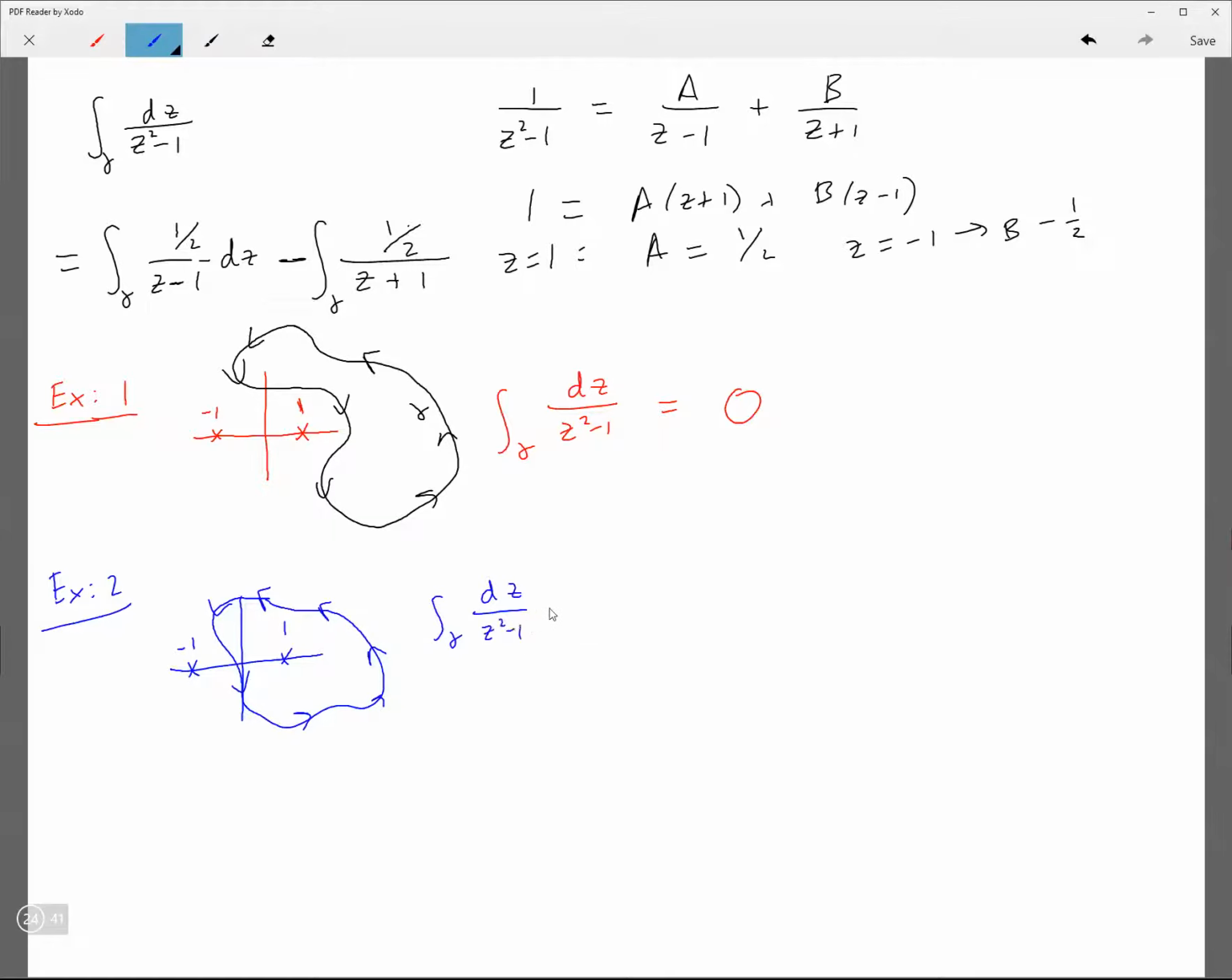Okay, so I can split it up in these two pieces right here, right? There should be a dz there. Okay, so what is this integral going to be around this gamma? What's that integral going to be? That would be 0. That's going to be 0 because it doesn't enclose this point.